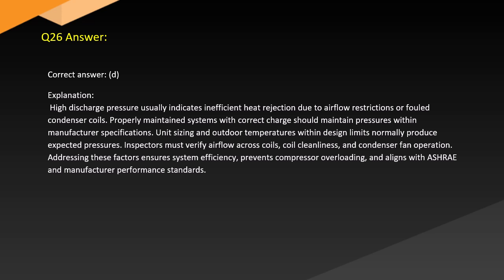Answer. Correct answer, D. Explanation. High discharge pressure usually indicates inefficient heat rejection due to airflow restrictions or foul condenser coils. Properly maintained systems with correct charge should maintain pressures within manufacturer specifications. Unit sizing and outdoor temperatures within design limits normally produce expected pressures.